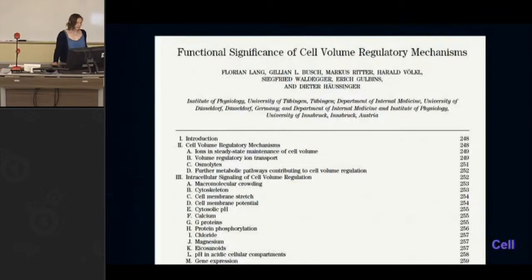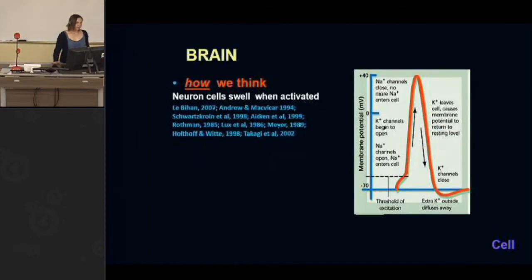We know that changes in cell volume have a lot of functional significance, and this is a review by Mike Lang and his group, which is a great entryway for finding out what cell volume changes mean for different parts of disease. For example, changes in cell volume are how cells have to swell when they're activated. That's what produces the signal.